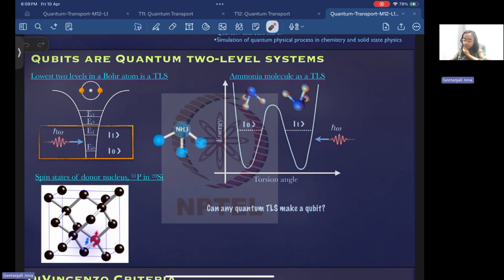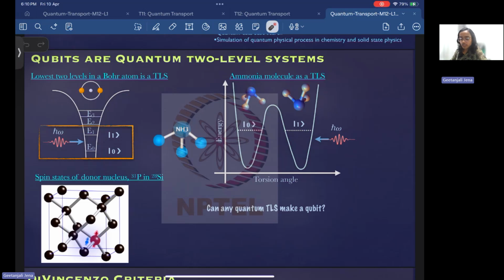qubit. And the next example that we have is the ammonia molecule. For this case, although both states have the same energy, they have different configurations.